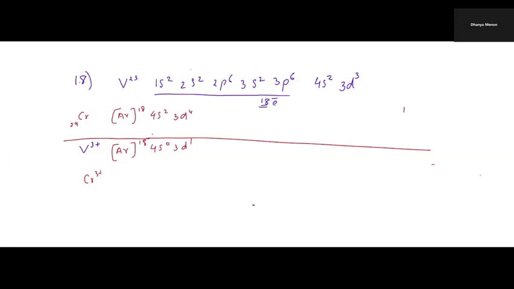But they have not told chromium atom. They have told chromium 3 plus ion. So that means how many electrons are lost? 3 electrons are lost. First, from where will the electrons get lost? From where will the electrons move out first? First, the electrons will move out from 4s. So 4s0, 3d.